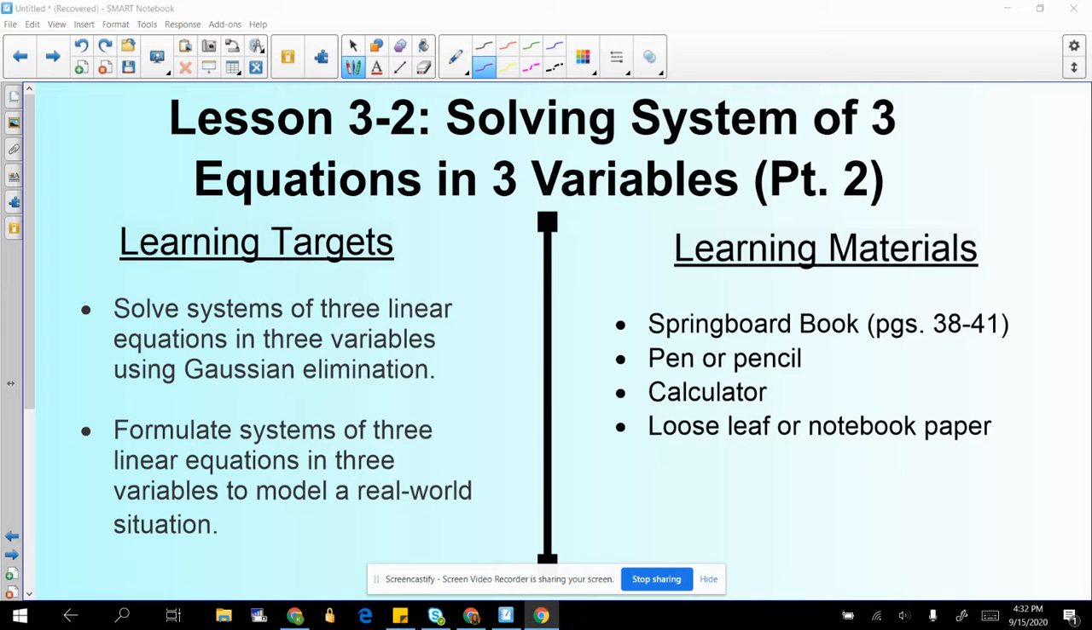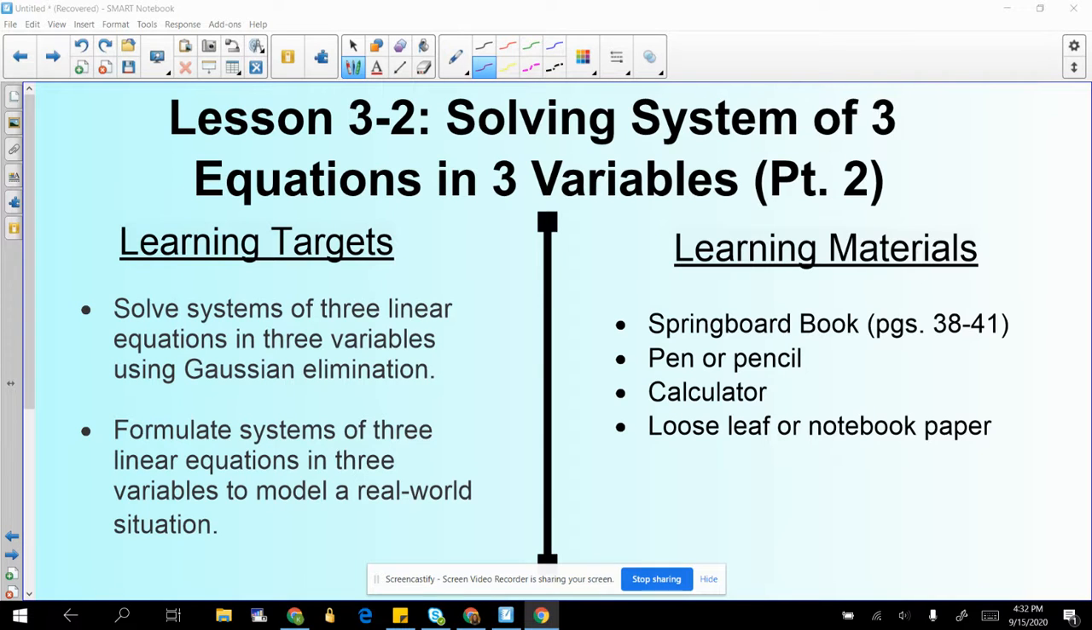Hello, welcome back. Today we are going to finish up lesson 3.2, solving systems of three equations in three variables. And if you felt like you were more of an elimination person, then you will probably like this method better.